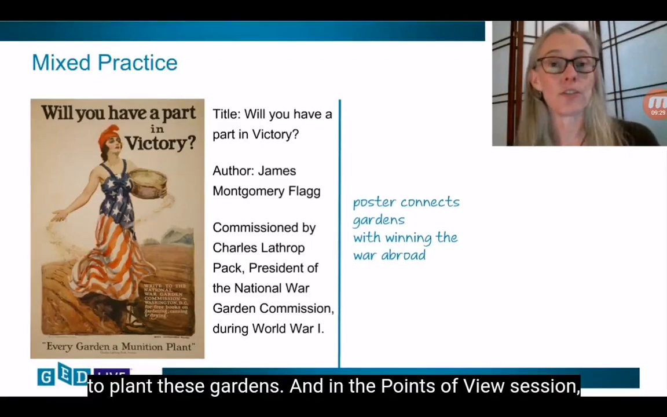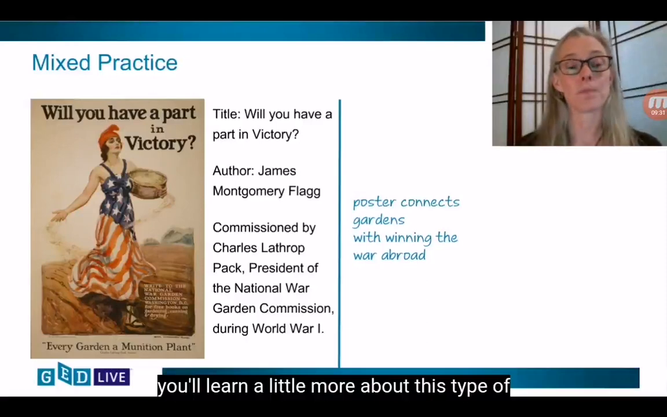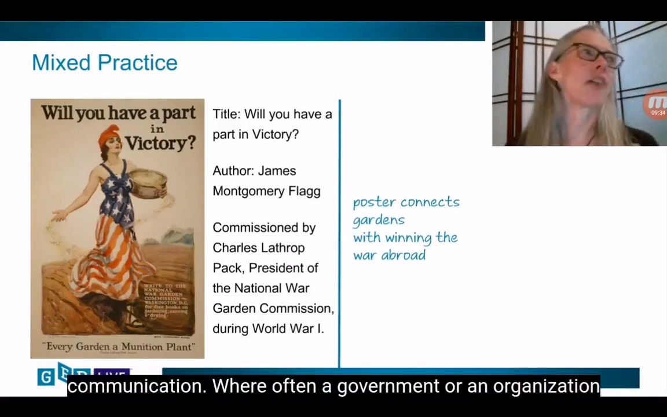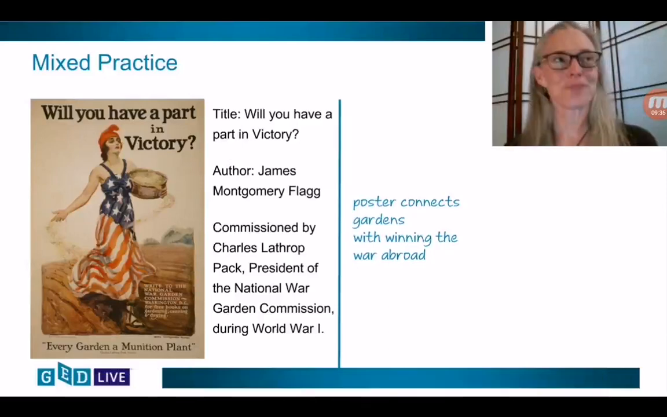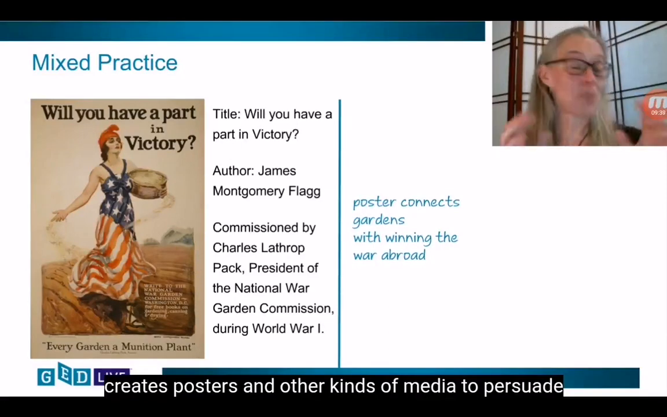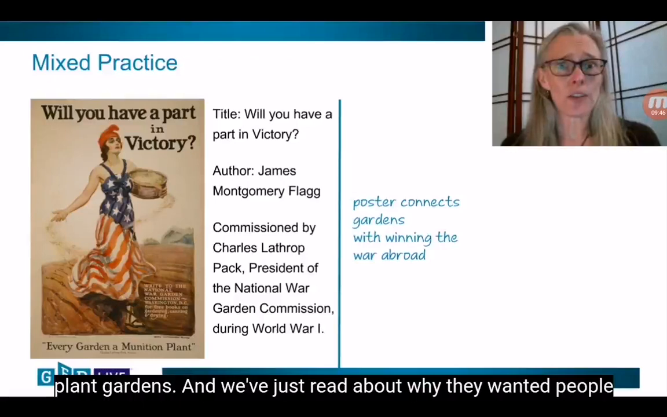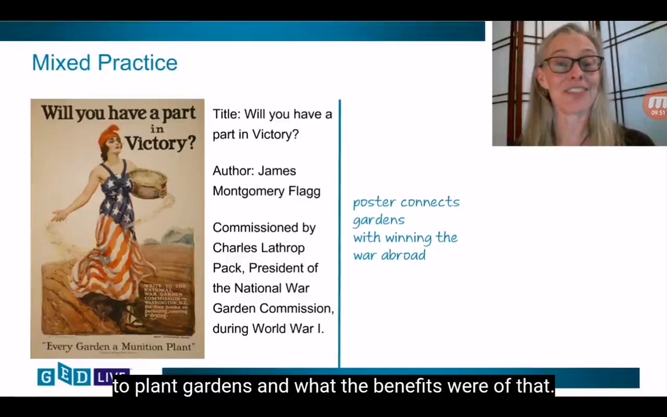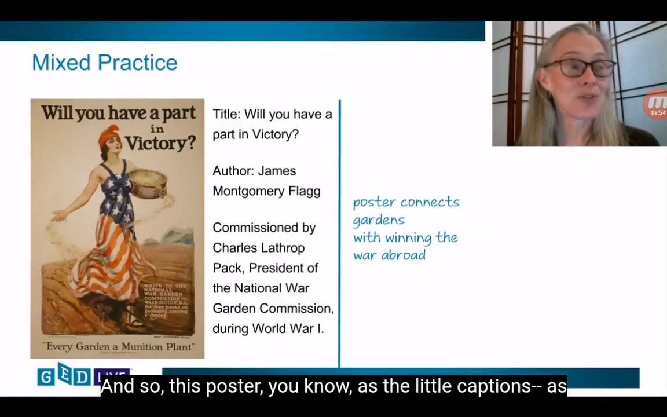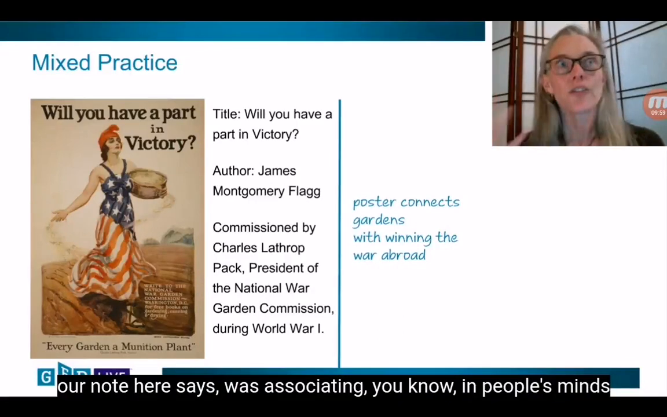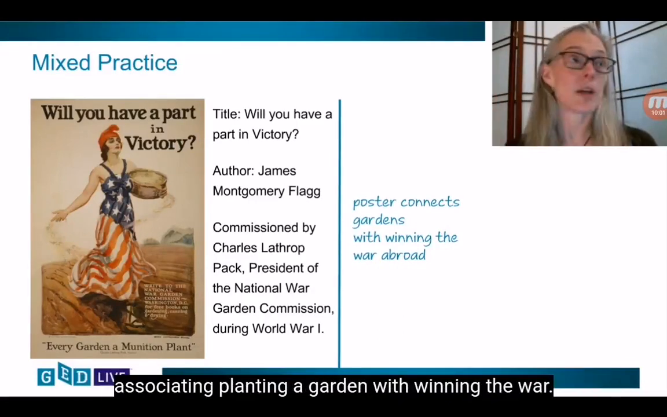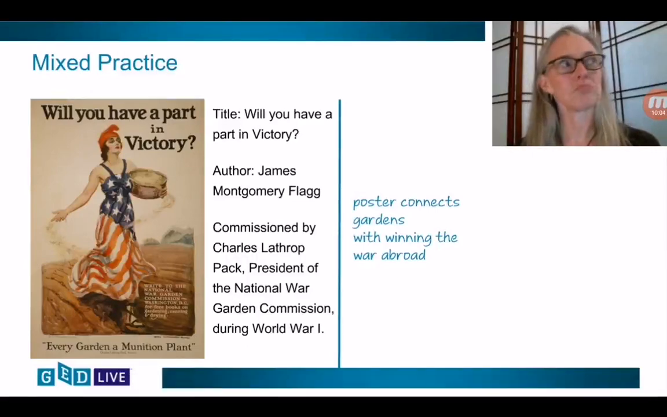And in the points of view session, you'll learn a little more about this type of communication, where often a government or an organization creates posters and other kinds of media to persuade people to do something, right? So in this case, they want people to plant gardens, right? And we've just read about why they wanted people to plant gardens and what the benefits were of that. And so this poster, as the little caption, as our note here says, was associating, in people's minds, planting a garden with winning the war. Okay.